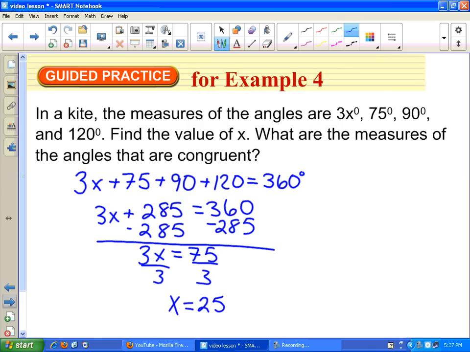Now something some of you might be thinking right now is, well, I could have just said 3x equals 75 and not had to go through and do all this work. Our problem comes here: we don't know what two angles are congruent. Heck, it could have been 3x and 90, or 3x and 120. They didn't tell us what two angles were congruent, so we had to go through and do all this work. If they had told us that 3x and 75 are congruent, we could have just done that.